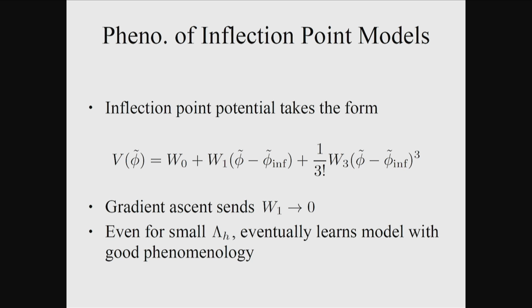What this means is that no matter how small your scale lambda h, as long as your learning rate is chosen appropriately so that W1 goes to 0, if you wait long enough, W1 will get sufficiently small that you will get a successful small field model of inflation. No matter how small lambda h is, you just have to take W1 even smaller. You can always find some value of W1 for any lambda h such that you actually get good phenomenology.